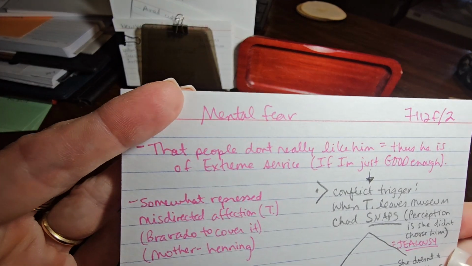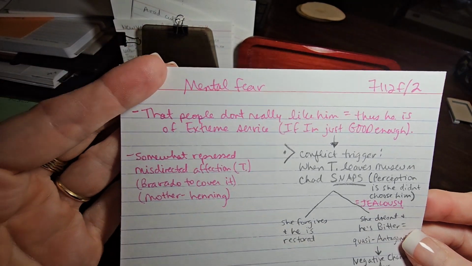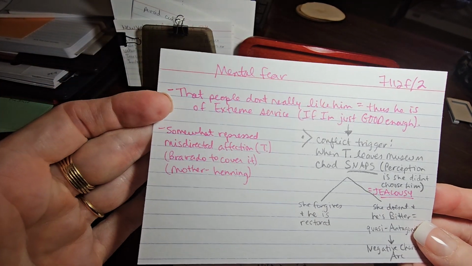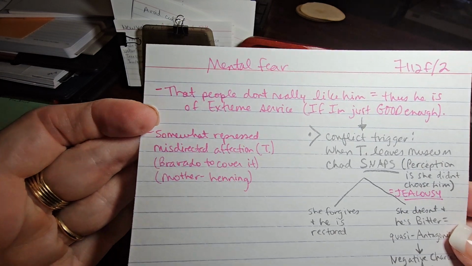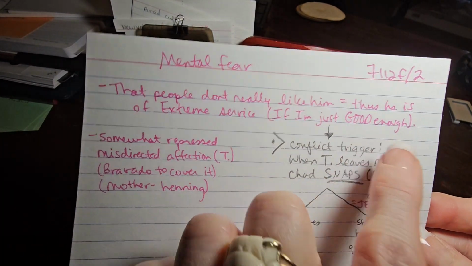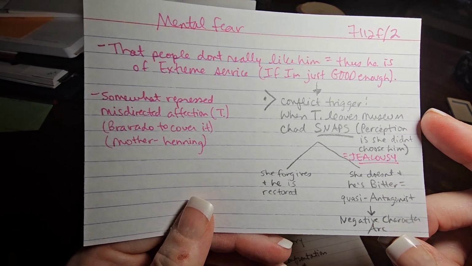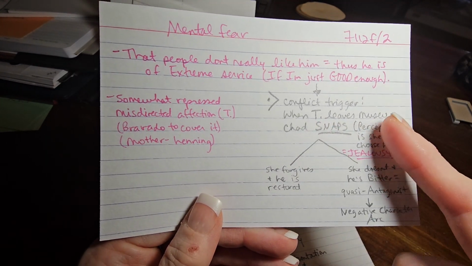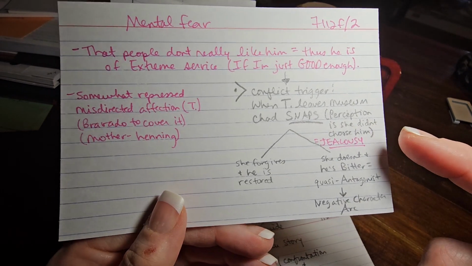That is tagged mental fear. This is the card that tells what is this character mentally afraid of. Chad's afraid that people don't really like him, so he is of extreme service in both his work and his social life. His motto is, if I'm just good enough. So that is a conflict trigger for him. When Tara leaves the museum, Chad snaps because his perception is that she didn't choose him.